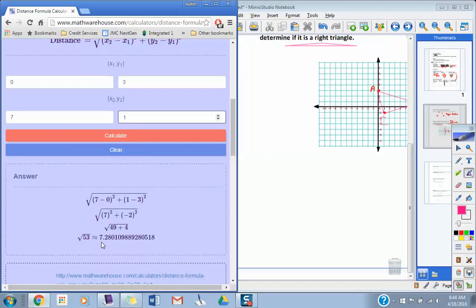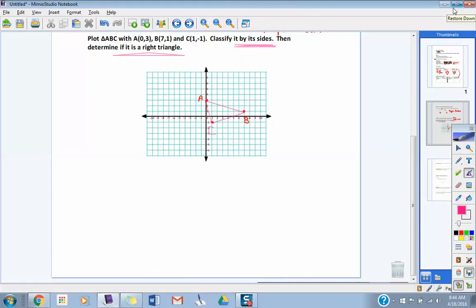So I'm going to label that right here. You guys do the same thing as well. We're going to label the distance from A to B. How long again, guys? 7.3, approximately 7.3 units. Okay. Who would be willing? Who's into a distance formula calculator for me right now? Kinsey, will you punch in B to C, which would be 7, 1 and 1, -1 for points?